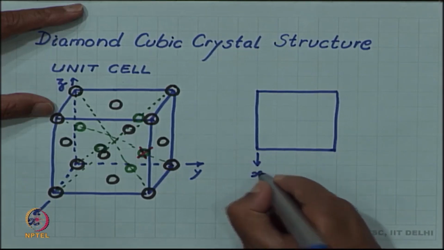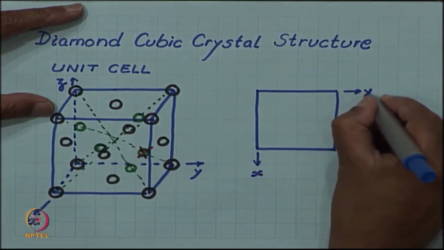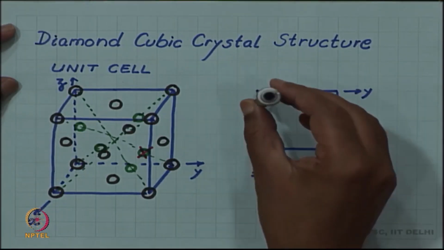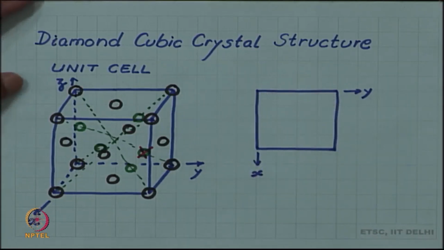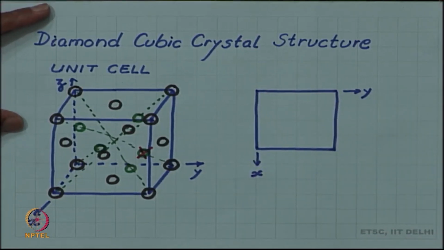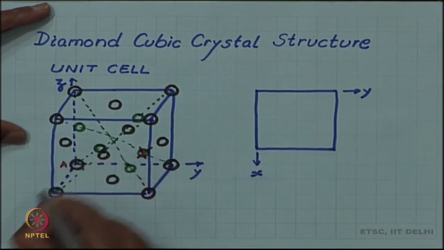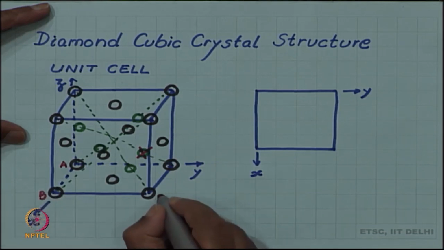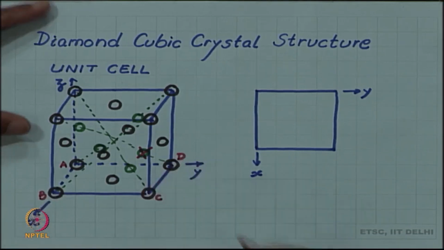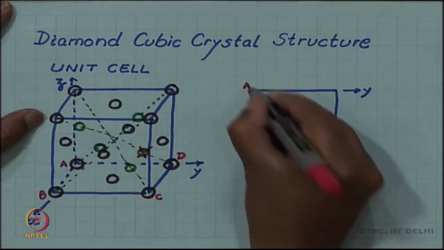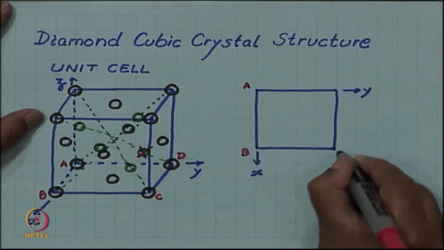This is my x axis, this is my y axis. Now, this is a 2-dimensional projection. So, the z axis is not shown, the z axis is perpendicular to my projection plane. So, this is the square. If we label it, let me try to label this as A, B, C, D. So, the base of the unit cell A, B, C, D is what you are seeing here as this square.